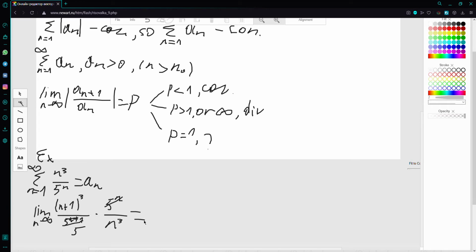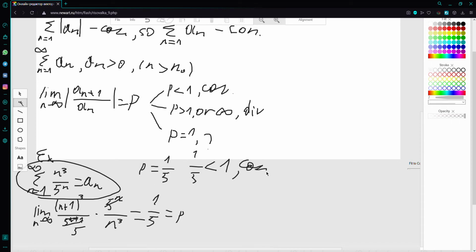This limit: here the 5 gives 1 divided by 5, and the limit of the other part will be equal to 1. It's very simple. So here we have the limit 1 over 5. So our p is equal to 1 divided by 5, and 1 divided by 5 is less than 1. So by this condition, we can say that this series converges.